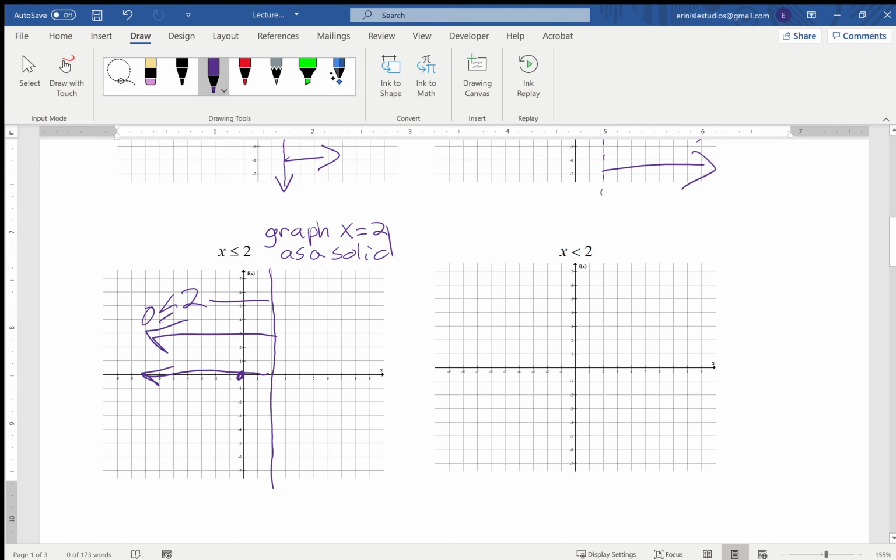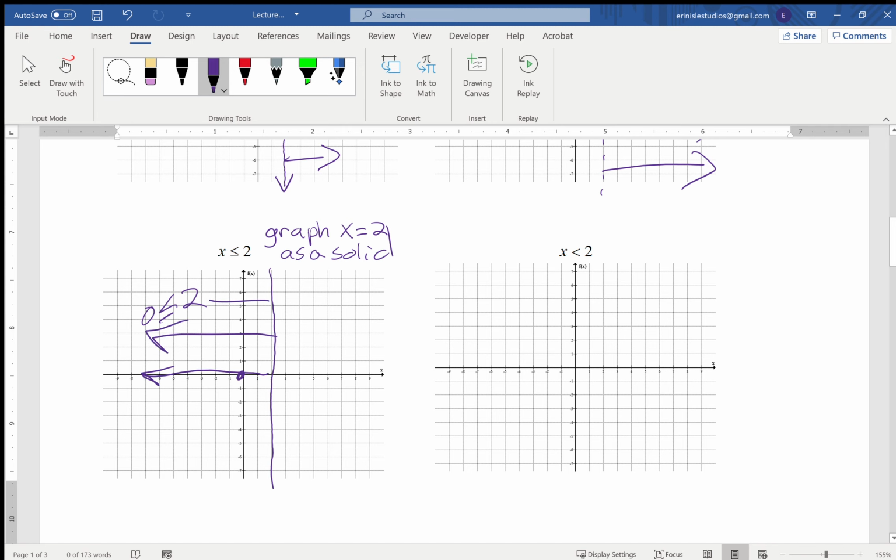It sure is. And I'm going to put in a few more dots just to make my line a little straighter. If I have ample dots, I draw better lines. Okay, now this is an equal to, so it does indeed have a solid line.